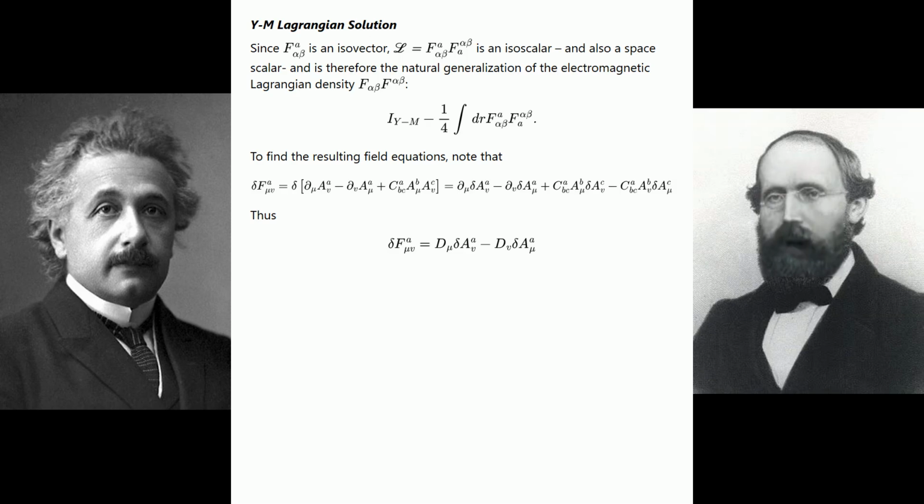Since F_αβ^A is an isovector, the Lagrangian L = F_αβ^A F_A^αβ is an isoscalar, and also a space scalar, and is therefore the natural generalization of the electromagnetic Lagrangian density F_αβ F^αβ. See the equation shown. To find the resulting field equations, note that, see the equations shown. Thus, see the next equation.